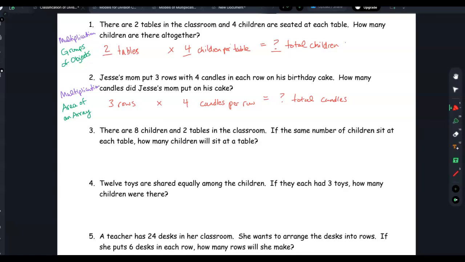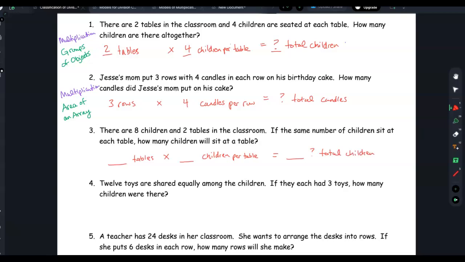In this case, I have tables and I have children. So that means that the second number in my multiplication is either going to be tables per child or children per table. And I think children per table makes more sense. So then by default, this has to be the number of tables. And then this will give me the total number of children.